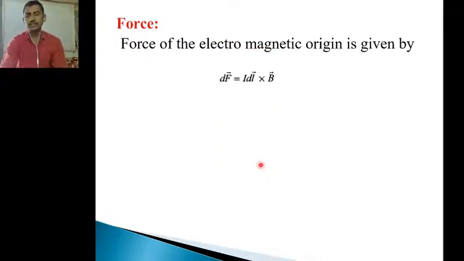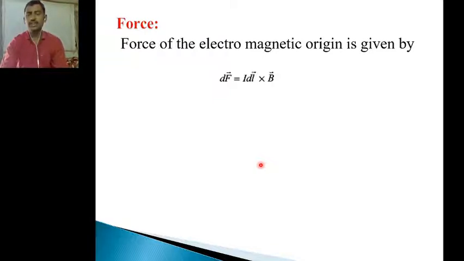And the next one is the force equation. We already know that force is also a vector representation, and it can be represented as I into dl, I into L into B, BIL normally. Here L and B are two vectors, so we can represent our force in the form of a vector as I into dl bar cross B bar.